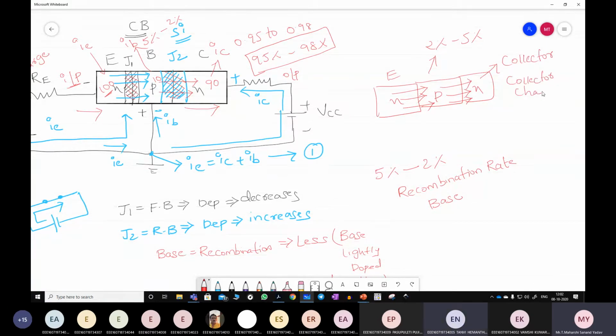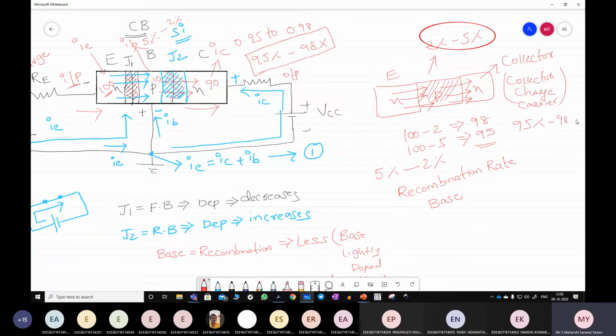Right or wrong? Yes, sir. It has to collect charge carriers. So only small amount of recombination is taking place, and this is a factor which I am assuming. It is in the range of 2% to 5%. So simply 100 minus 2 is 98, 100 minus 5 is 95. So simply 95% to 98% of charge carriers are present in IC. 100% I am sending. In that 2 to 5% are getting recombined, and the rest 95 to 98 charge carriers are entering into collector end.